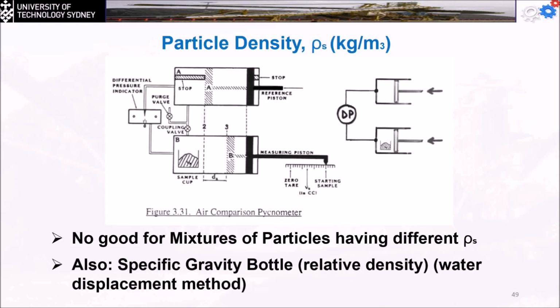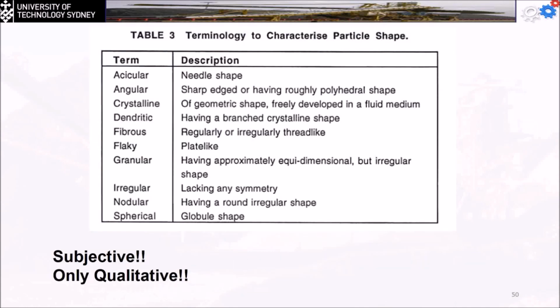Okay, so this is some terminology for the characteristic particle shape we have. For example, for the acicular shape, the description of the particle is going to be a needle shape. You can have particles which have a needle shape. The angular with the sharp edges or having roughly polyhedral shape. The crystalline shape of the geometric shape freely developed in the fluid medium. I don't have to go through everything. The flaky, we have the granules, the irregular shape, the nodular shape, and the spherical shape.